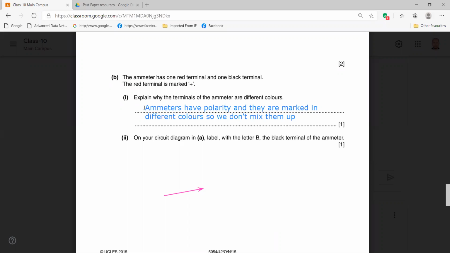So they told you, on your circuit diagram in part a, label with the letter B the black terminal of the emitter. So in your previous diagram you already drew that there. Could you draw it again? Label B where it is negative, where it is positive. Could I draw it again, sir? Yeah, you can draw it because it will not take that much time.